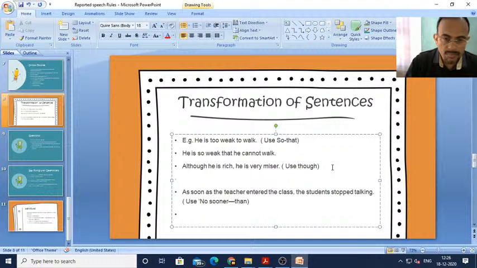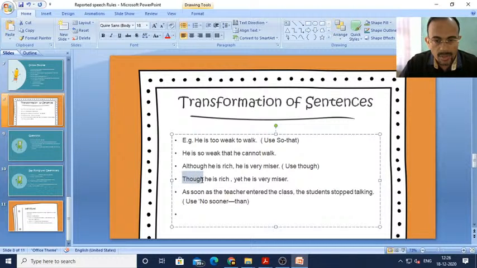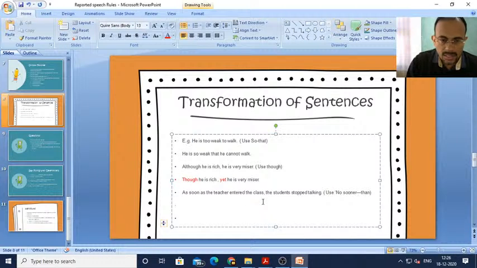Then another example, although he is rich, he is very miser. So if you have to use though, you have to write though he is rich, yet he is very miser. Always remember, if we use though, we need to also use yet. Whereas if we use although, there is nothing required. Although he is rich, he is very miser. You can write like this. But if we have to use though, in that case, with though we have to use yet. And another change there, like as soon as the teacher, just a minute.